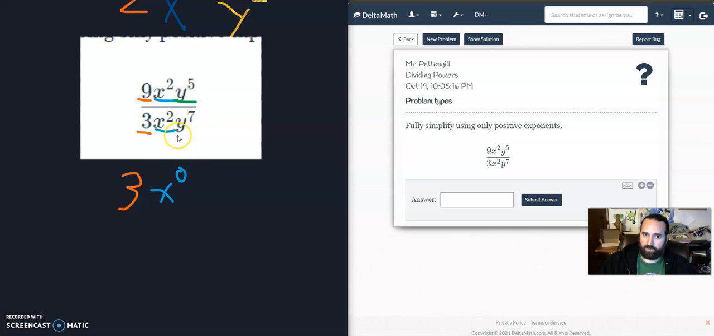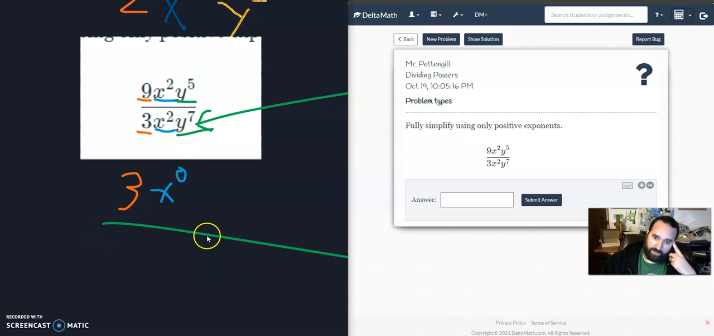y to the 5th over y to the 7th. Now, depending on how you guys want to go about it, you can think of this as y to the 5 minus 7 is y to the negative 2, which means you'd then have it as division, so it would move to the denominator. Or you could just go, hey, the bigger y is down here, so I'm just going to keep my y in the bottom of the fraction.